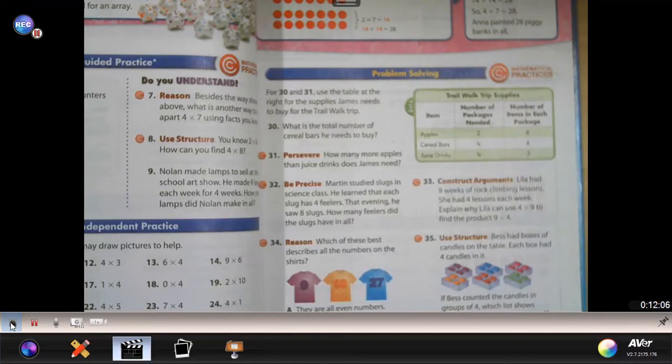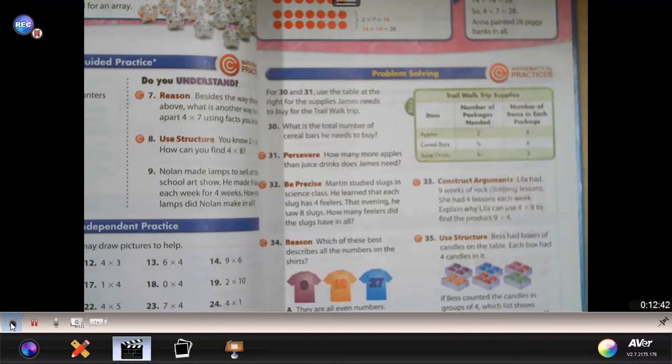Please make sure to take part of your question and put it into your answer and explain your thinking. So your answer should sound something like this. Martin saw 32 feelers for all 8 slugs. Because if each slug has 4 feelers and I use repeated addition, I would add 8 groups of 4 and I would get 32 feelers in all.